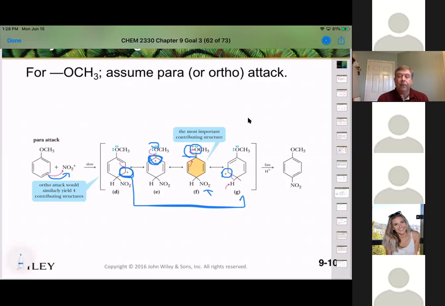So in the meta attack, we only had 3 resonance contributors. In this para attack, we have 4 resonance contributors. Therefore, para attack is favored with these activating systems. And it has everything to do with having these lone pairs be able to donate back into the system, okay? So you can draw this kind of resonance stabilized cation for all of your ortho-para directors and activators by having those electrons come in and contribute to a fourth resonance stabilized positive charge.